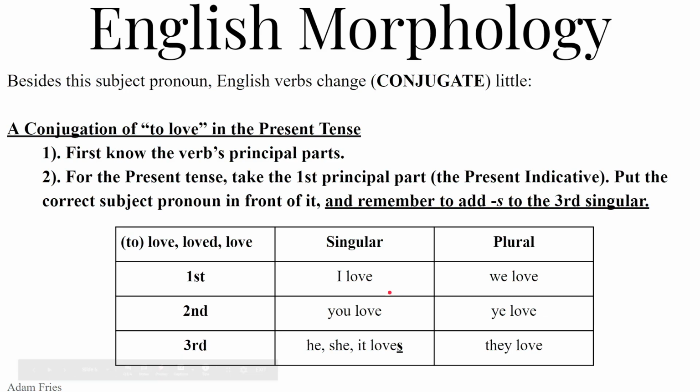How do we tell the difference then? Well, we really make use of the subject pronoun, the I, the you, the he, she, it, the we, the ye, and the they, in front of the verb, the subject of the verb to tell us what's going on, who's doing the action of the verb. So really, the only change in the present tense in English is to add the third person singular S, loves.